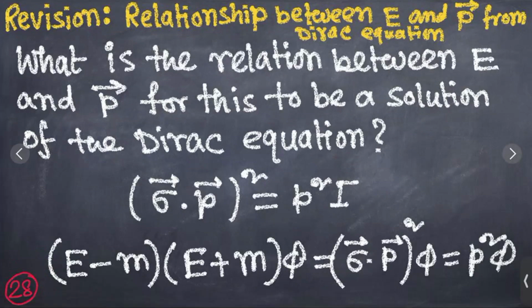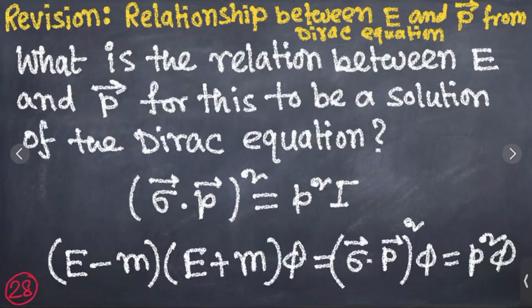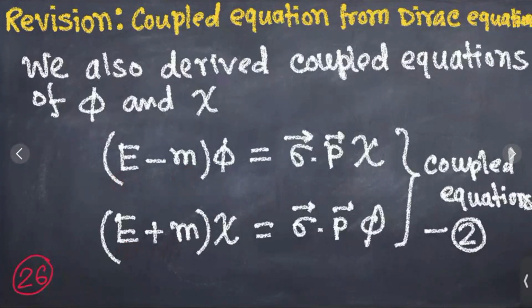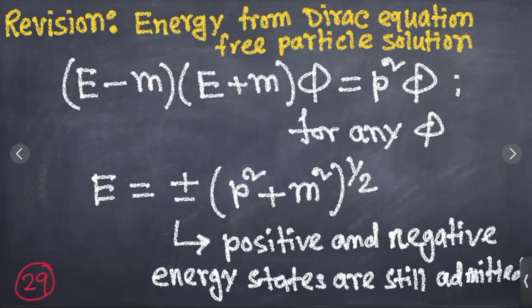Now, going back once, let me ask the same question again: what is the relation? One thing we are interested in is the energy-momentum relationship. If we start from here and do some replacement here and there, we can find this equation by trying to solve the two coupled equations. We find that E minus M times E plus M equals P square acting on phi. That means, if it is true for all possible solutions of phi, E minus m times E plus m equals P square. So from here, E square equals P square plus m square.